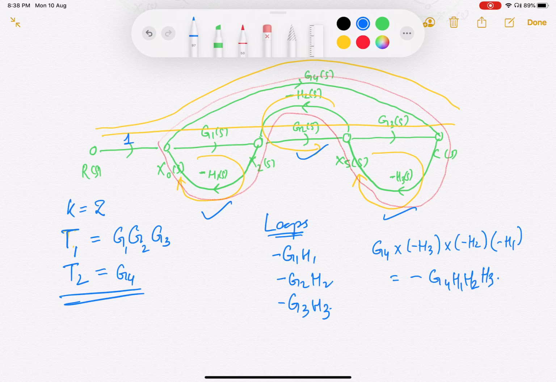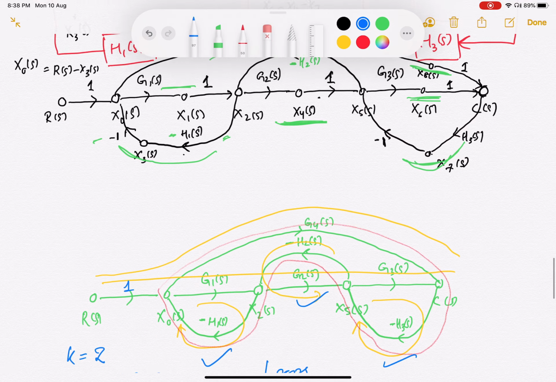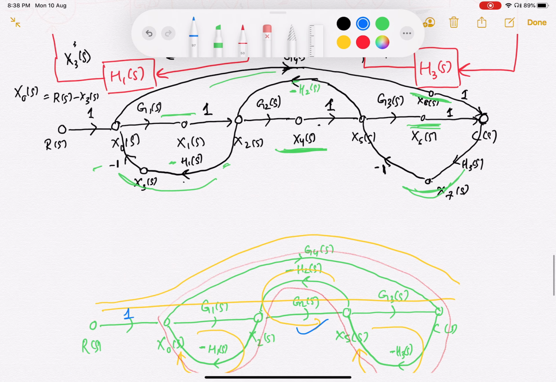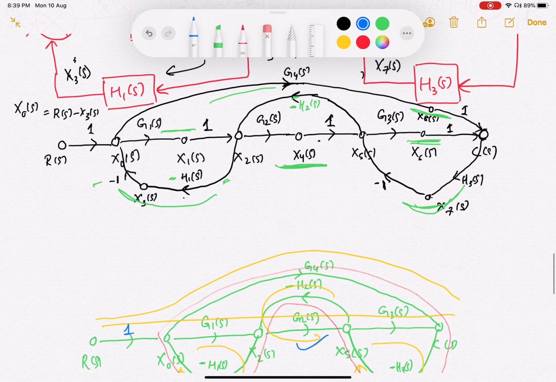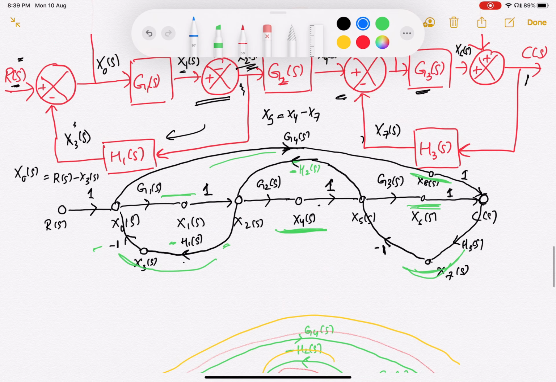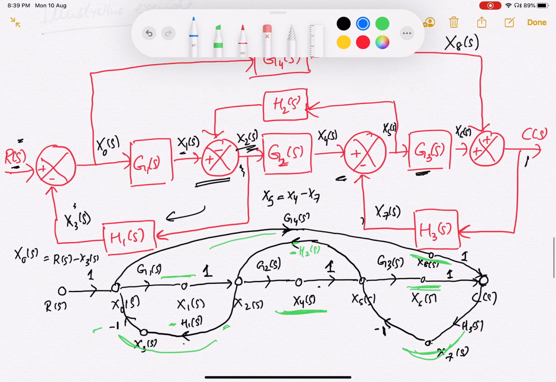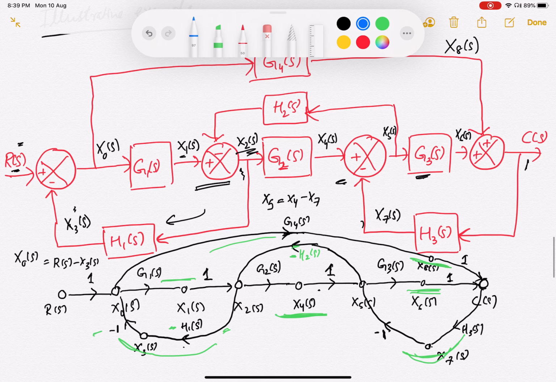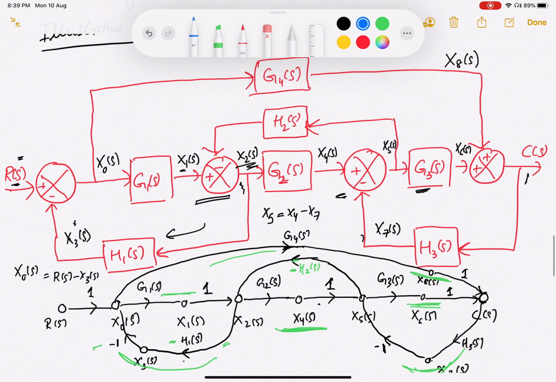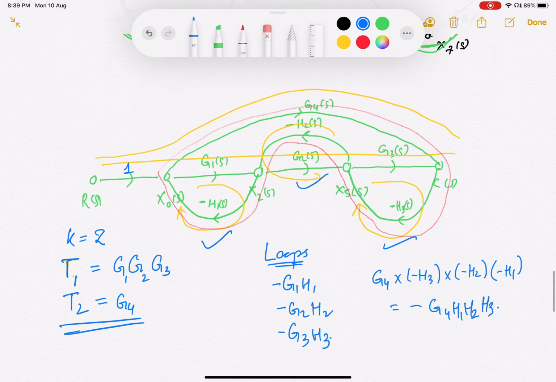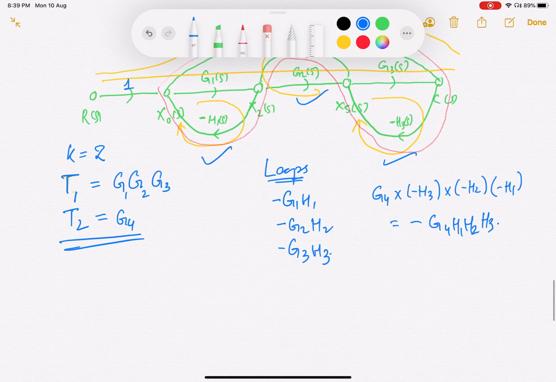So this has a negative sign, doesn't it? Let me check once more whether we have done this right. H3 has a minus sign, H1 has a minus sign, yes, it's negative. H2 has a minus sign, yes. G4 is positive. So G4 into minus H3 minus H2 minus H1. So these are the four loops.